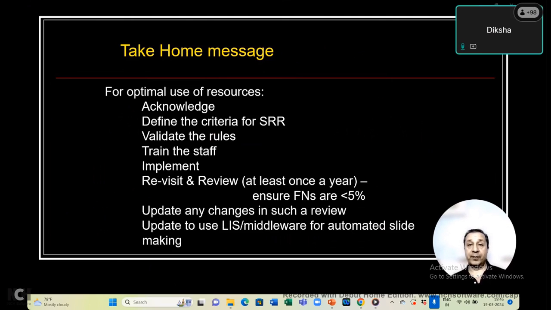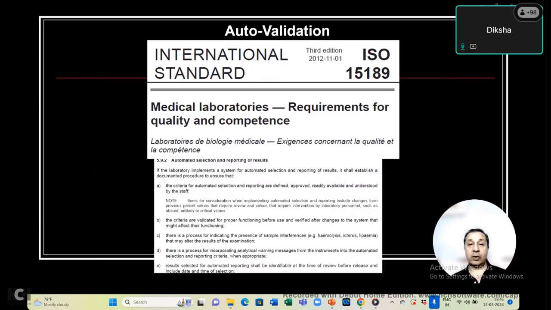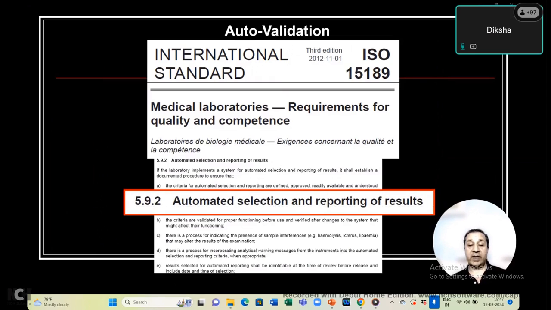However, as they say, picture abhi baki hai mere dost. I would want you to go through the next concept which needs to be kept in mind, and that's about auto validation. Interestingly, this is something which is even allowed internationally by the standard that most of us follow. That is 15189. The current version is 2022, and even in that version, the standard says very clearly that you can have what is called automated selection and release or reporting of results.